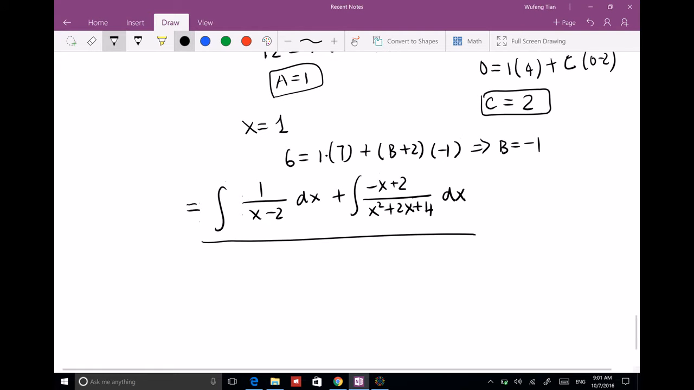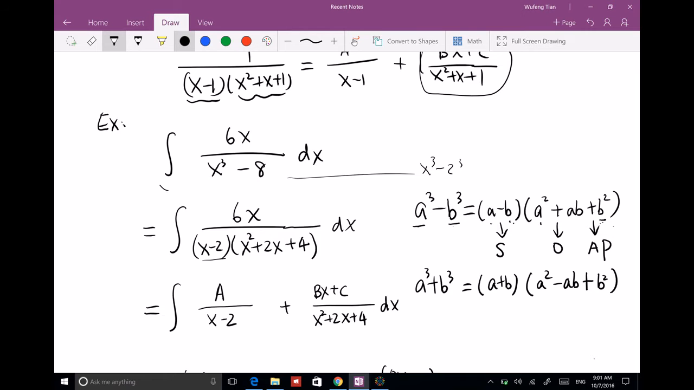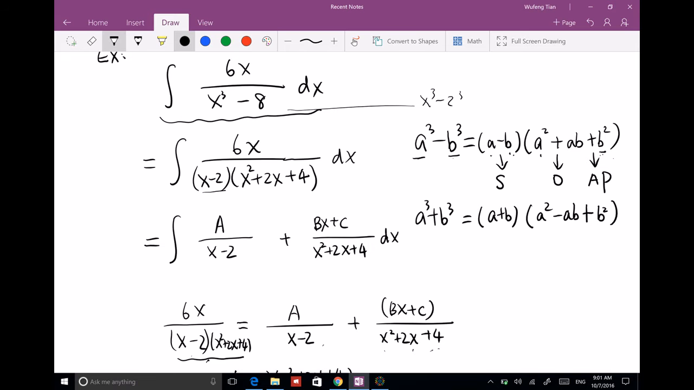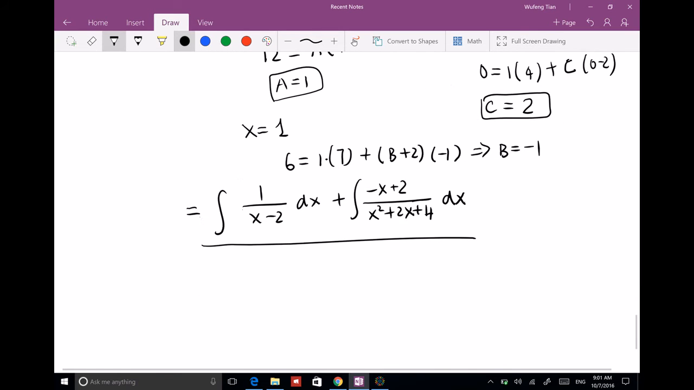Okay, yesterday we stopped here. We have an antiderivative, the integral of 6 over x cubed minus 8. Then we did the partial fraction decomposition. So basically, first we factor the denominator, x minus 2 times x squared plus 2x plus 4, then we decompose it into two different fractions. Then we find A, B, C. We got our partial fraction decomposition like this.